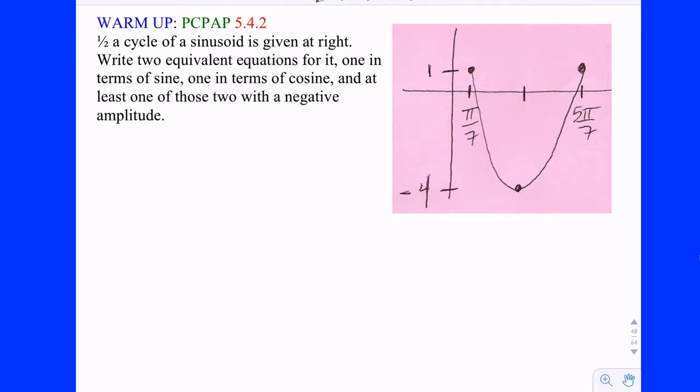All right. One-half cycle of a sinusoid is given at right. Did everyone see it at right? Did anyone miss it? It's in pink. Okay, I highlighted it for you. Write two equivalent equations for it, one in terms of sine and one in terms of cosine, and at least one of those two with the negative amplitude. That means we could put both of them with the negative amplitude if we want, right? At least one or more?